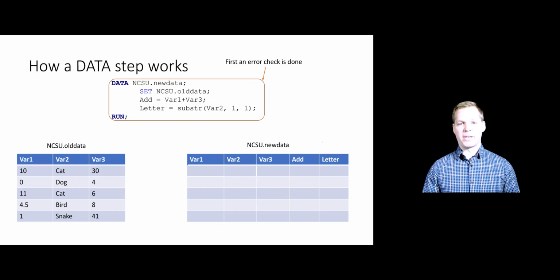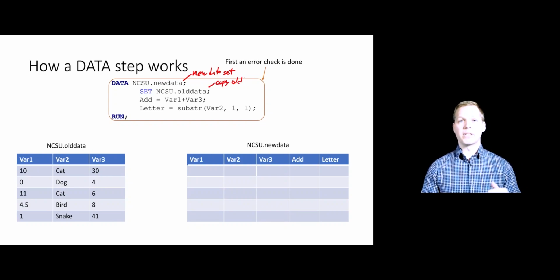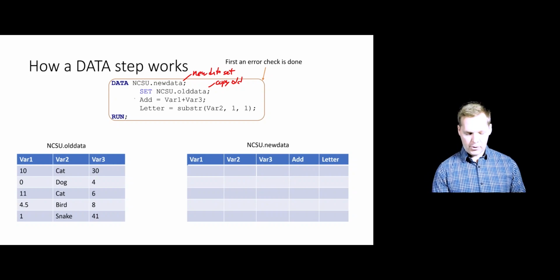Here's an example of how we might do this and how the data step is working. The first thing we do after we've written our code here, you can see that the code is similar to what we've been doing, right? We're creating a new data set. We're copying our old one. And then we're doing some new things that we haven't done. So I'm creating two new variables here.